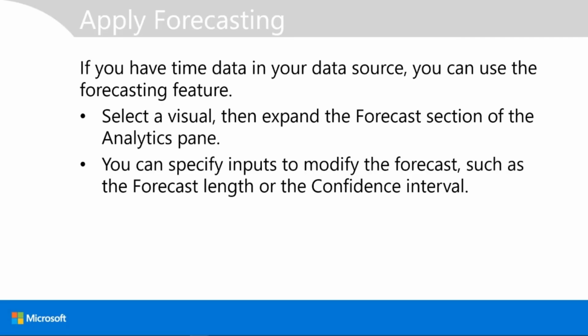In this sublesson, we are going to use the forecast feature. If you have time data in your data source, you can use the forecasting feature. First off, we want to select a visual, then expand the forecast selection of the analytics pane. You can specify inputs to modify the forecast, such as forecast length or confidence interval. So let's go and take a look at the line chart we've been looking at for quite some time in our examples, and let's go ahead and apply forecasting to it.